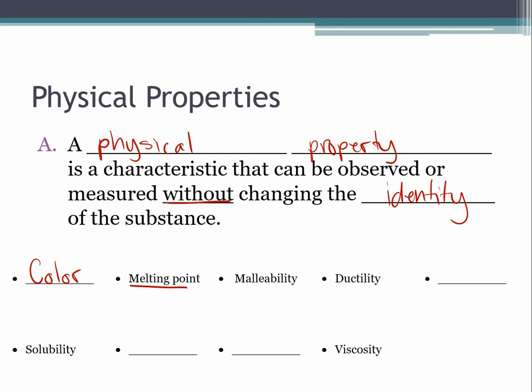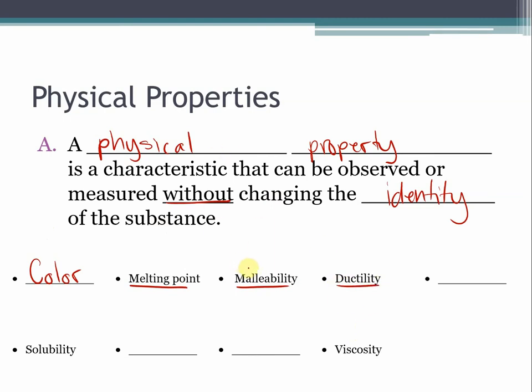Melting point is another example. Ice melts at 32 degrees Fahrenheit, or water freezes at 32 degrees Fahrenheit. We can measure this, we can test it, and the act of measuring it doesn't make that water into something else.